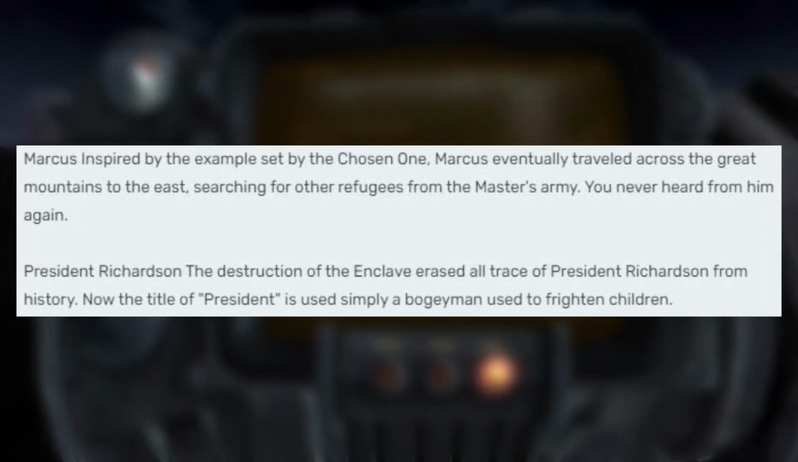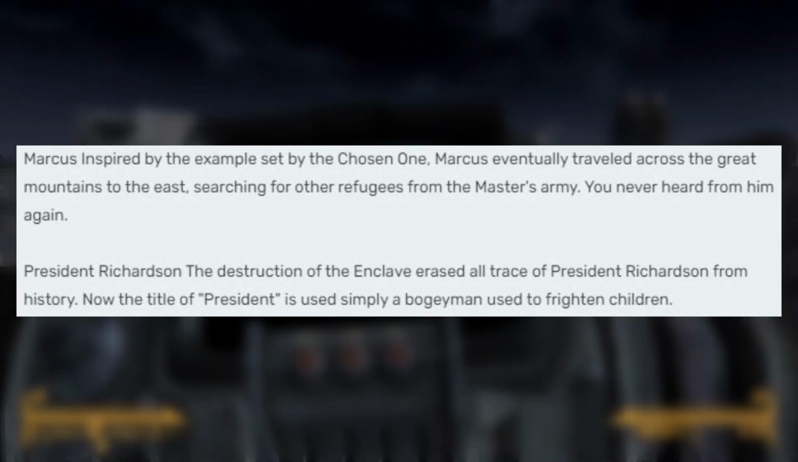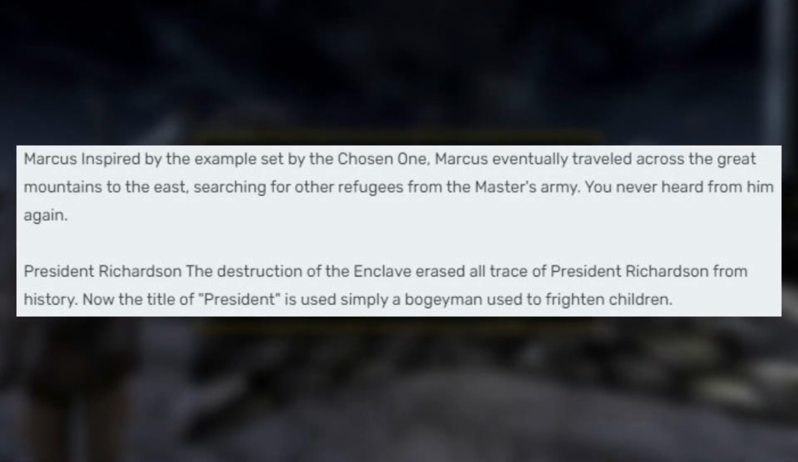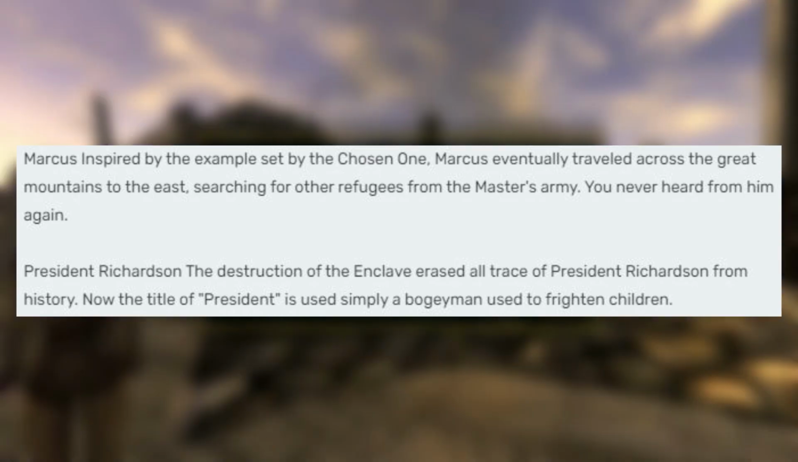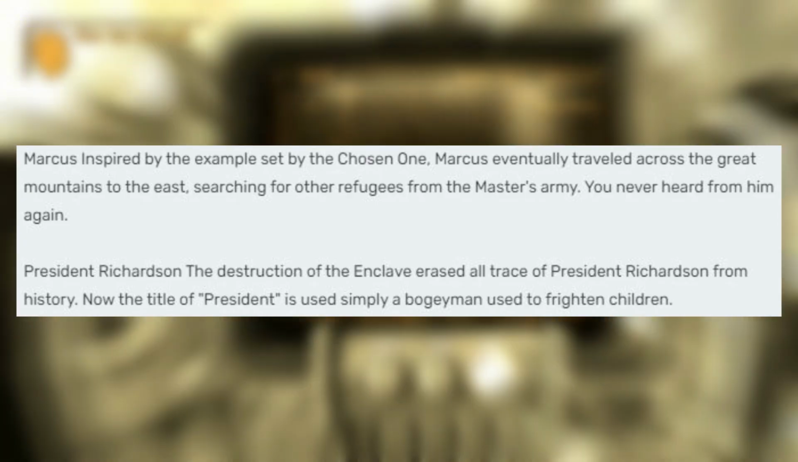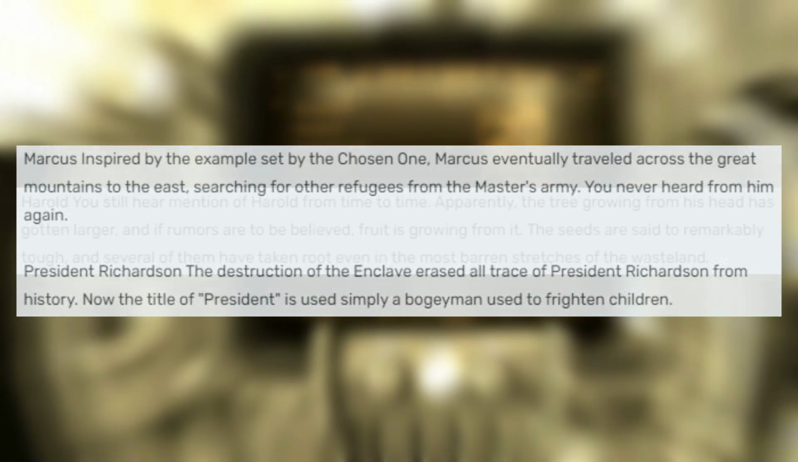Marcus's lines are: inspired by the example set by the Chosen One, Marcus eventually traveled across the Great Mountains to the east, searching for other refugees from the Master's army. You never heard from him again. President Richardson's is: the destruction of the Enclave erased all trace of President Richardson from history. Now the title of President is used simply as a boogeyman used to frighten children.